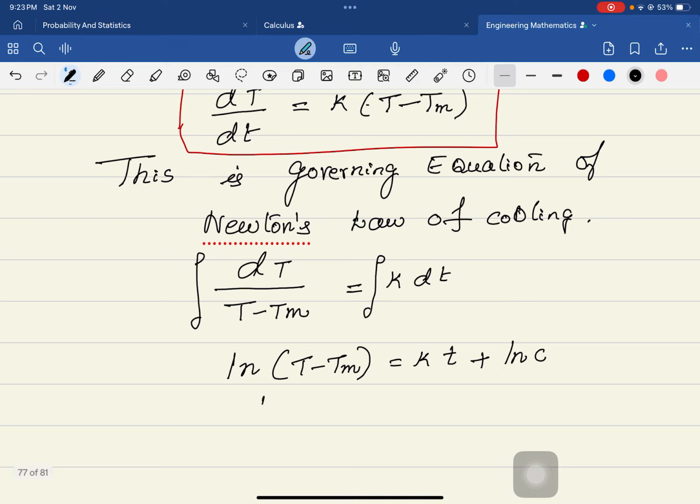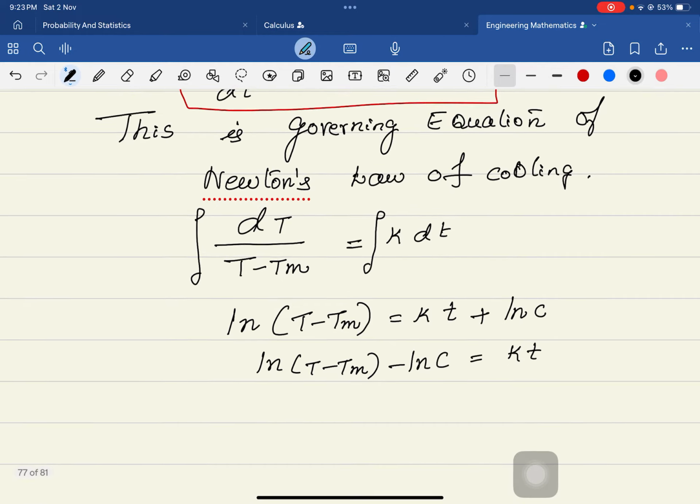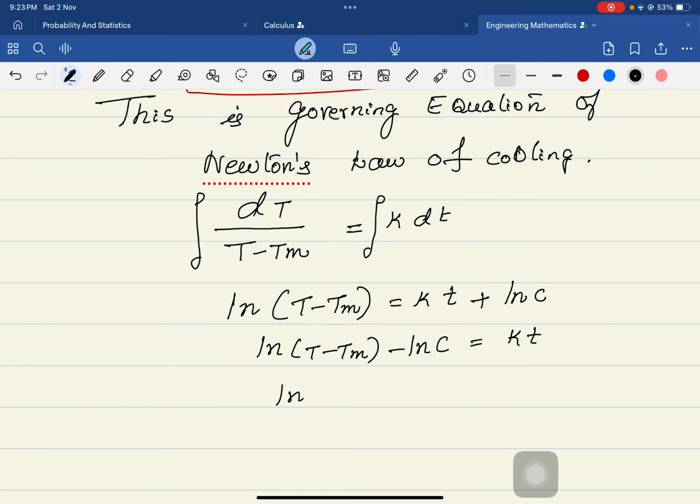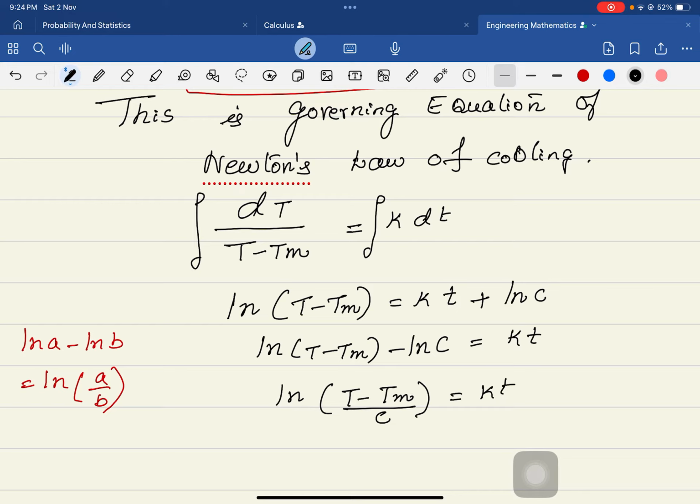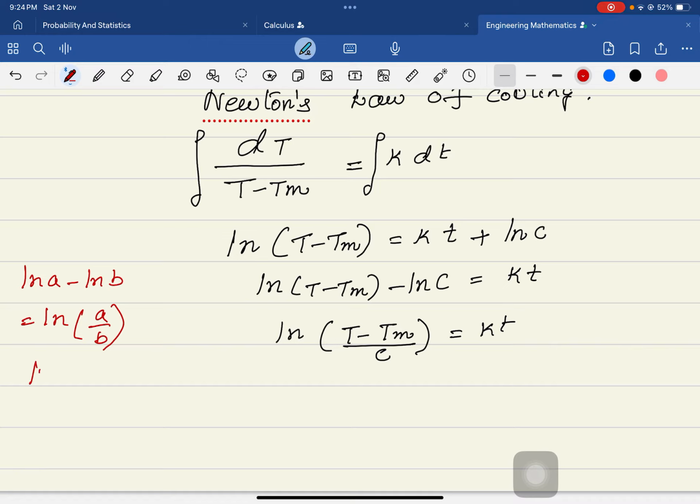Now ln of T minus Tm minus ln of c, ln of the constant, gives you k times t. That gives you ln of (T minus Tm) over c, because we know the formula that ln a minus ln b can be rewritten as ln of a by b. This we know. So according to those laws of logarithms, we can write this as kt. Also we know one more rule that you have already done in linear differential equations. If I say ln x is equal to y, what is x? It is e raised to y.